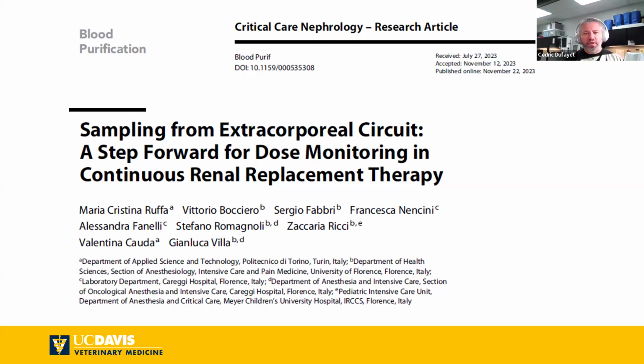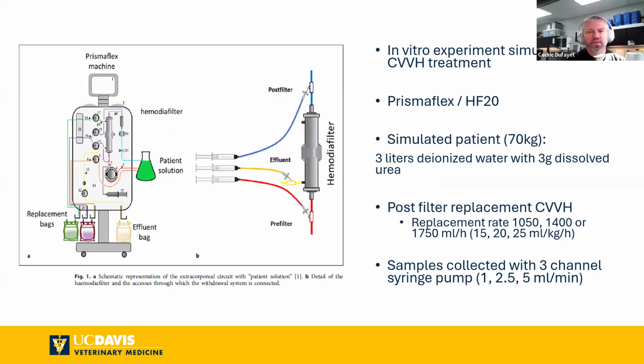What they did is set up an in vitro experiment to simulate a continuous venovenous hemofiltration treatment on a Prismaflex. They took a circuit that is very familiar to us, the VHF20, that we all love for our small patients, and they took just a patient solution. Their goal was to simulate a 70 kilogram patient, and they did that by taking 3 liters of deionized water and dissolving 3 grams of urea within that, what we would call a skippy in our medicine, but they don't have a fancy term like that in people.